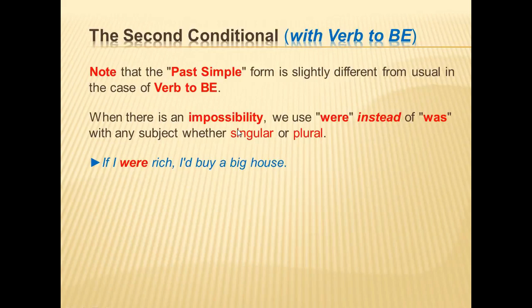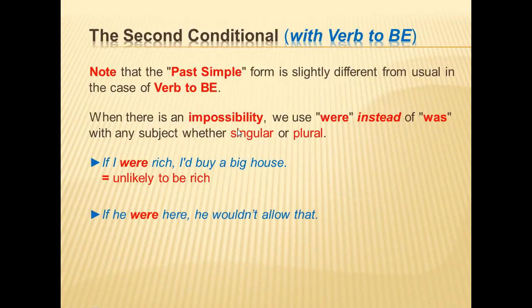Actually, now I am really poor and I am not rich. Unlikely to be rich and hopeless to be rich. That is why we can use it in a conditional, and you can use were instead of the word was.